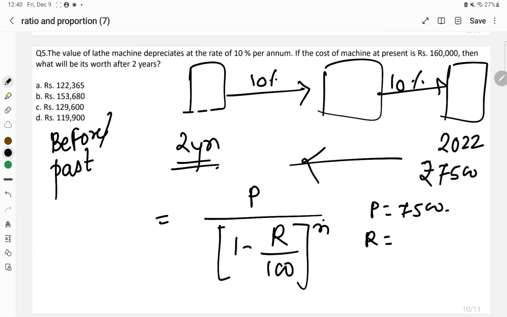What is R, ma'am? The depreciation or the reduction. And what is n, ma'am? The years that we are calculating, how many years before. For example, if I'm asking you to calculate 2 years before, then n will be 2 years. So this is the formula. So these are the two formulas.